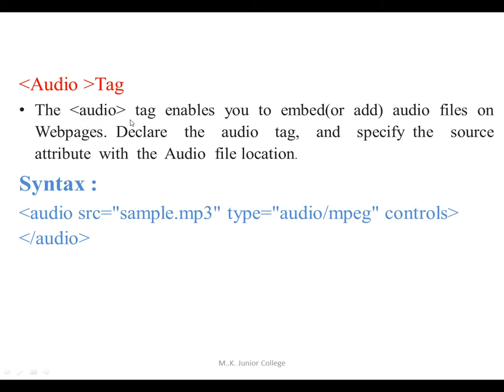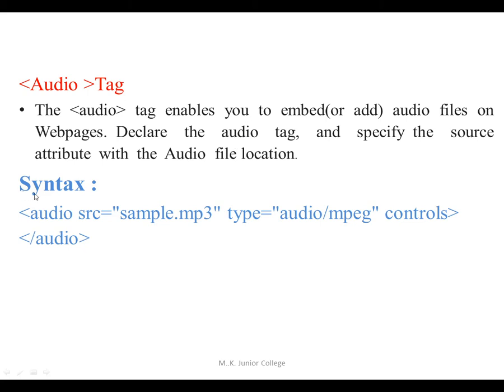The audio tag enables you to embed or add audio files on the web page. Declare the audio tag and specify the source attribute with the audio file location. Audio is a container tag. You have to start with the audio tag and at the end you have to close the audio tag. You have to specify the source of the audio with the src attribute.